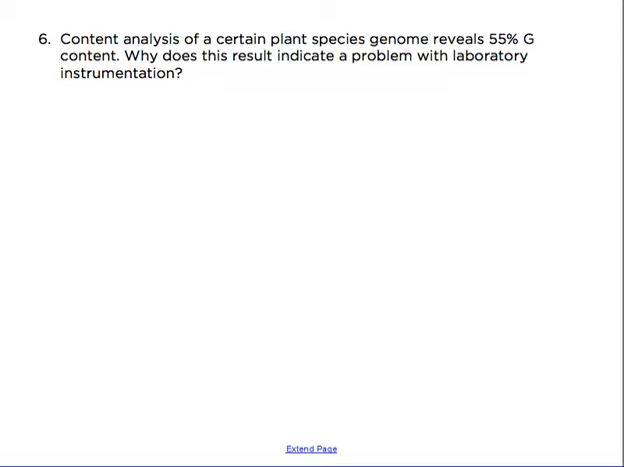Question 6. Content analysis of a certain plant species genome reveals 55% G content. Why does this result indicate a problem with the laboratory instrument? So because this is a plant, that's definitely a eukaryotic organism, so we're assuming that a plant's genome is double-stranded DNA. Now in double-stranded DNA, the proportion of G has to equal the proportion of C because of complementary base pairing. However, in this case, the analysis shows that 55% of the genome is G. So if G is equal to C, that means that C also has to equal 55%. But if you add that up, that's more than 100, which obviously isn't possible. So this is definitely a problem with the laboratory instrument.